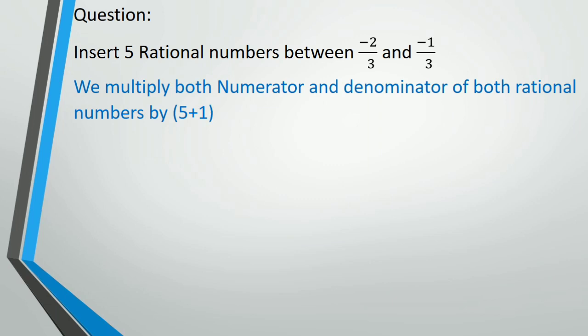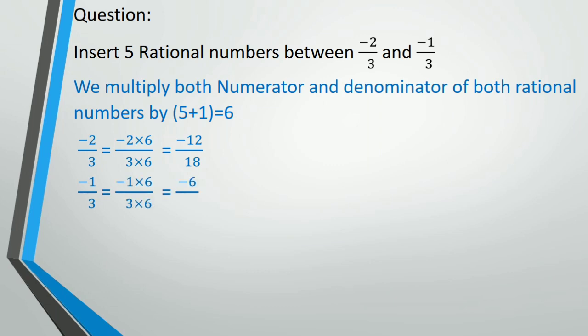Therefore, we need to multiply both numerator and denominator of both the rational numbers by 5 plus 1, which is equal to 6. Note that here we need to find 5 rational numbers. Hence, we multiply both numerator and denominator of both the rational numbers by 5 plus 1, which is equal to 6. Now, minus 2 by 3, by multiplying both numerator and denominator by 6, we get minus 12 by 18. Also, minus 1 by 3, doing the similar procedure, we get minus 6 by 18.